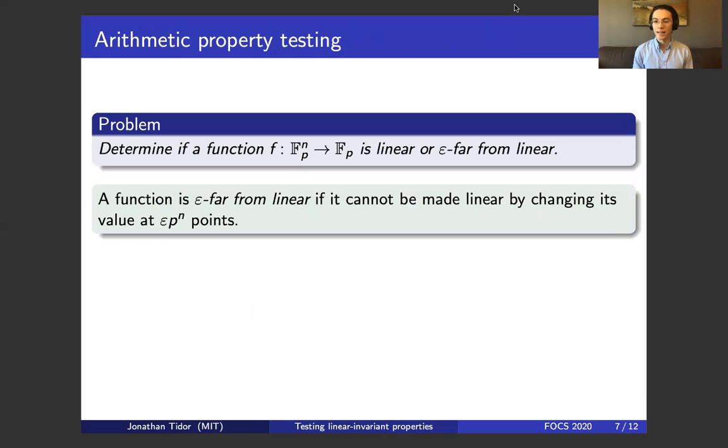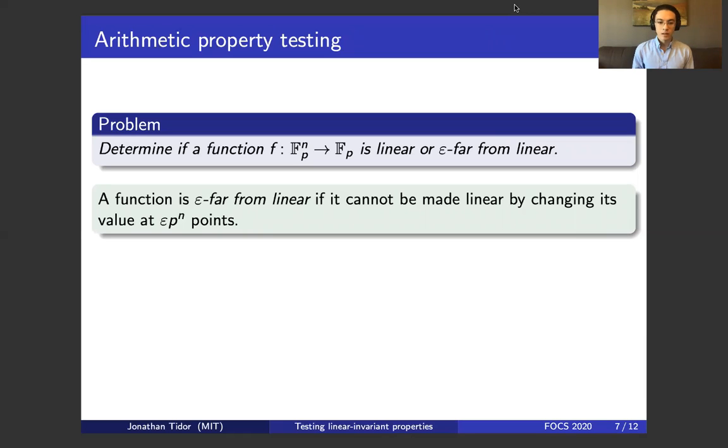And again, I want to start with a very classical problem, the linearity testing problem. So in this problem, you're given a function f from a finite field vector space F_p^n to the base field F_p. You want to determine, is this function linear or is it epsilon far from linear? Here a function is epsilon far from linear if it's not linear, and you can't make it linear even if you're allowed to change its value on an epsilon fraction of the domain.